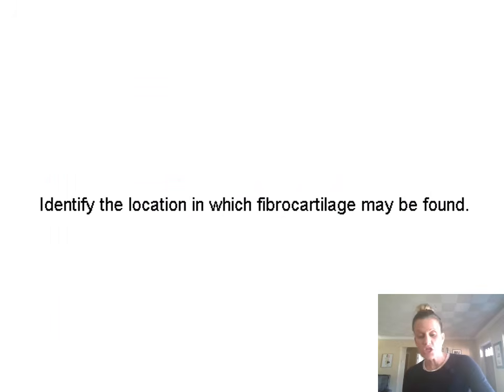Identify the location in which fibrocartilage might be found. You have to be able to identify the different tissues, and sometimes point out little things in the tissue like collagen fibers, elastic fibers, reticular fibers, cilia, microvilli, etc. You should also know a little something about where the tissue might be found or what the purpose of the tissue is.